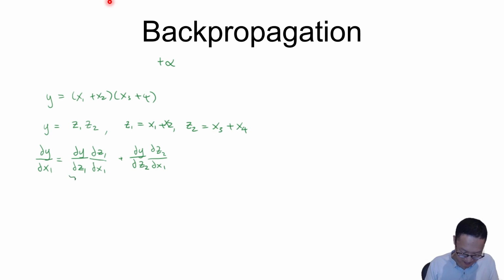So partial y, partial z1 is z2, and partial y, partial z2 is equal to z1. Partial z1, partial x1 will be 1 from here, and partial z2, partial x1 is 0. So eventually we just get z2, which is equal to x3 plus x4.